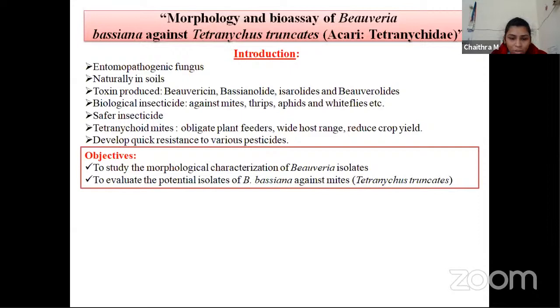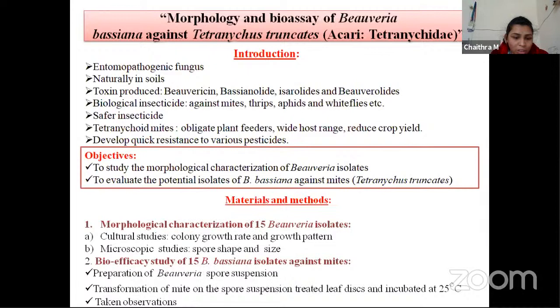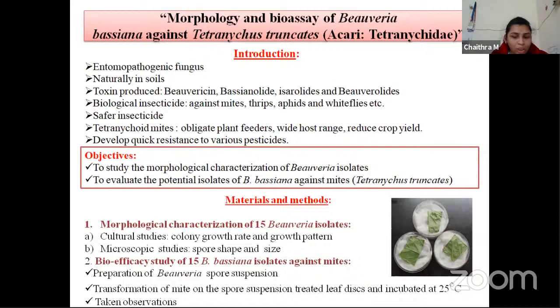Coming to the materials and methods, in the first objective, morphological characterization can be done by two studies, that is cultural studies and microscopic studies. In the cultural studies, colony growth rate and growth pattern were recorded. In the microscopic studies, spore shape and size were recorded. In the bioassay studies, 15 different Beauveria bassiana isolates were tested against the mite. First, we prepared the Beauveria spore suspension and transferred the mite onto the spore suspension treated leaf disc and incubated it in the incubator at 25 degrees Celsius, and at 24 hour intervals we took the observation.